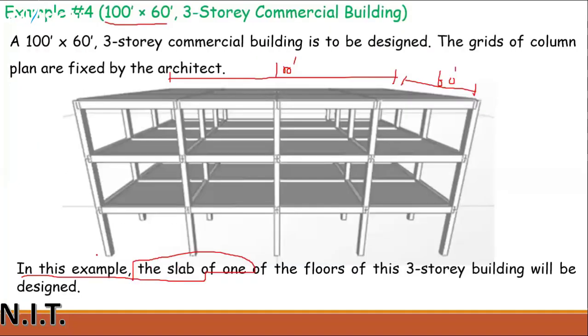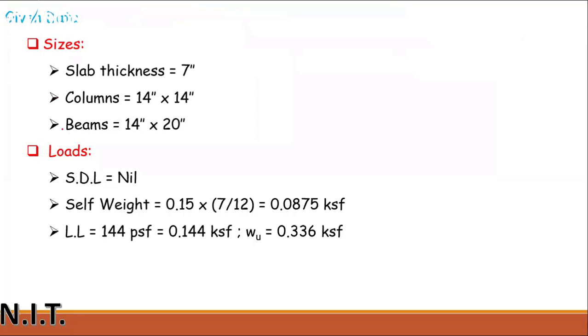Okay, did you understand what data is given to you? 100 feet and 60 feet is the dimension of the project in this example, and the slab of 1 floor will be designed in this example. The data given to you is a 7-inch slab thickness, meaning hf or h minimum is 7 inches. You can also use this same data in your project. Okay, column size is 14 by 14 inches, beam size is 14 by 20 inches.